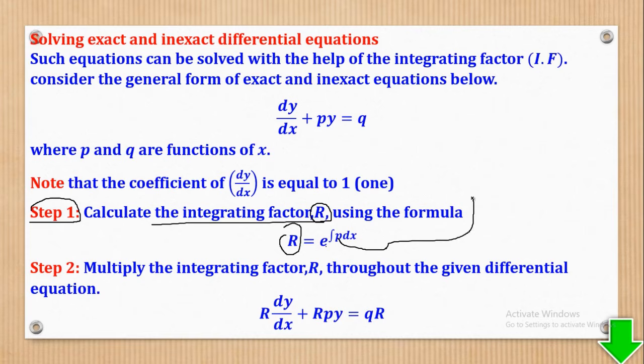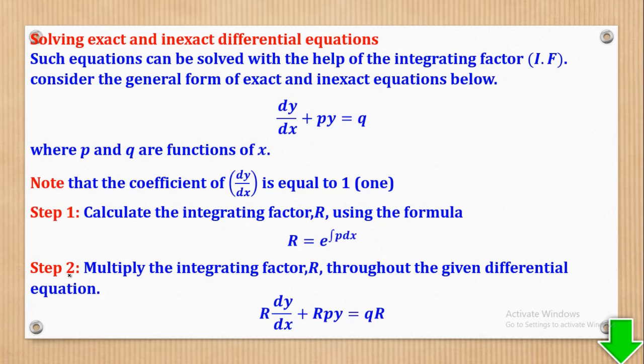Now what is P? P will be the coefficient of y. If here there is y, then you look for the coefficient of y, and that will be the value of P, on condition that the coefficient of dy/dx is positive 1. If here there is a certain value, say 2, you have to first divide throughout by 2 so that the coefficient remains positive 1. That is how you get the function P which you are going to integrate. So that is step 1, you first get the integrating factor.